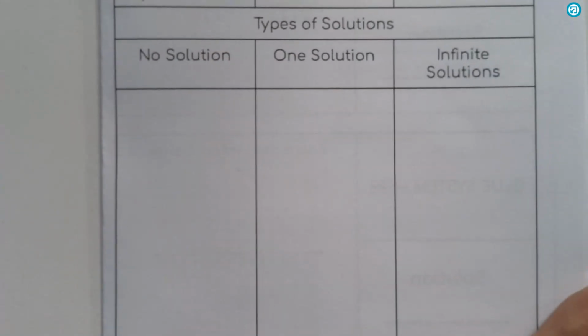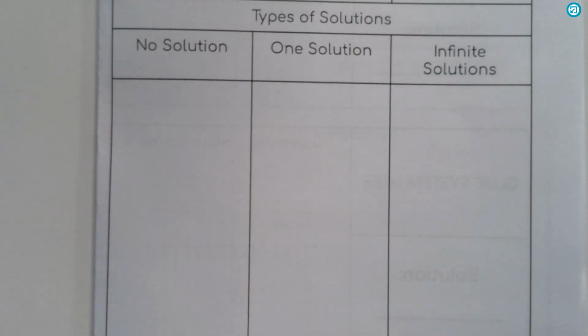So from a system, whether you are graphing it, solving it by substitution, or solving it by elimination, there's three things that can happen. If you are graphing a system that has no solution, what's going to happen to your two lines? How many times are they going to cross? None. So we're going to have two lines that happen to be parallel.